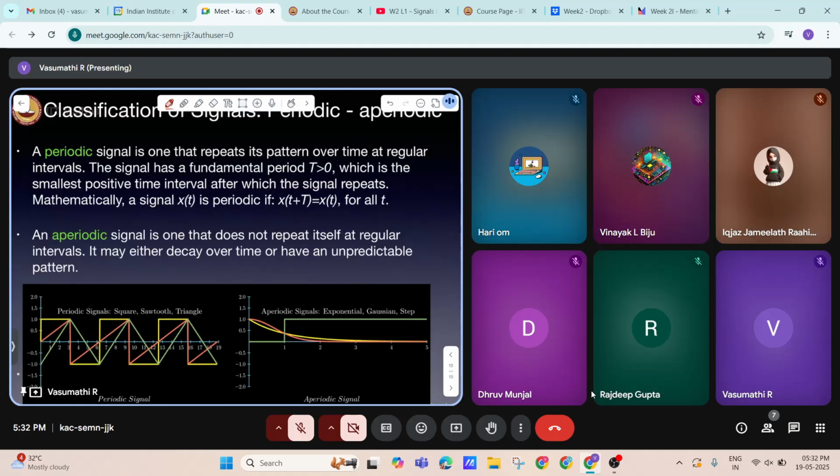Then, a periodic signal repeats after some particular time interval. The pattern of the signal will repeat after a particular time interval. Whereas with an aperiodic signal, you would not expect that behavior. It is random.